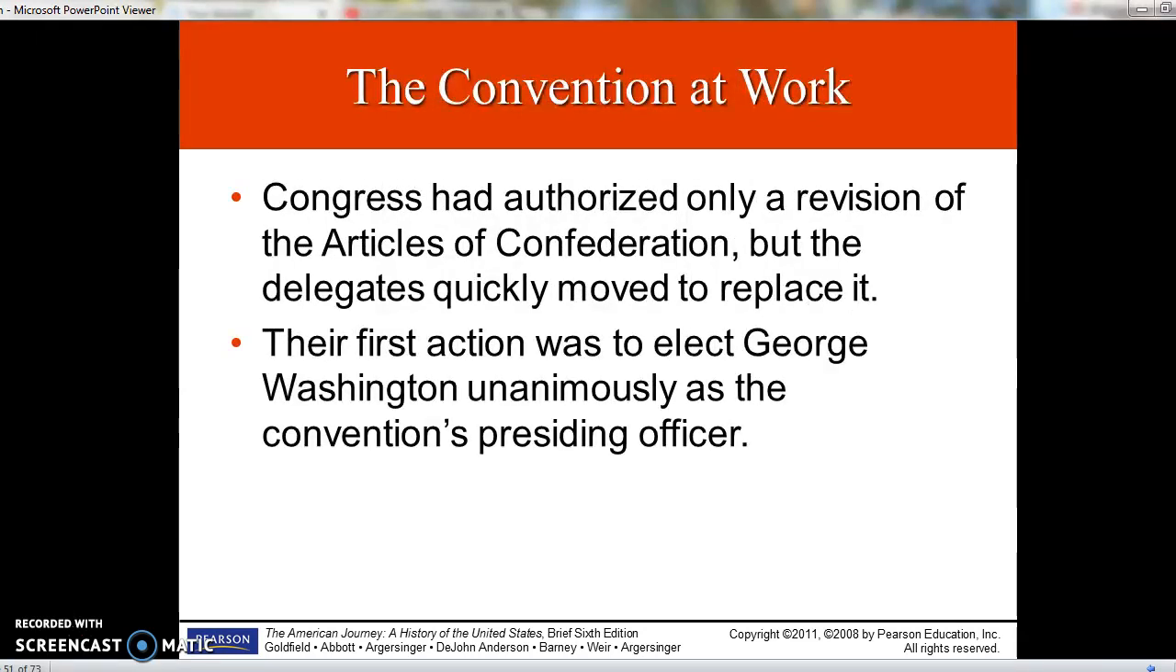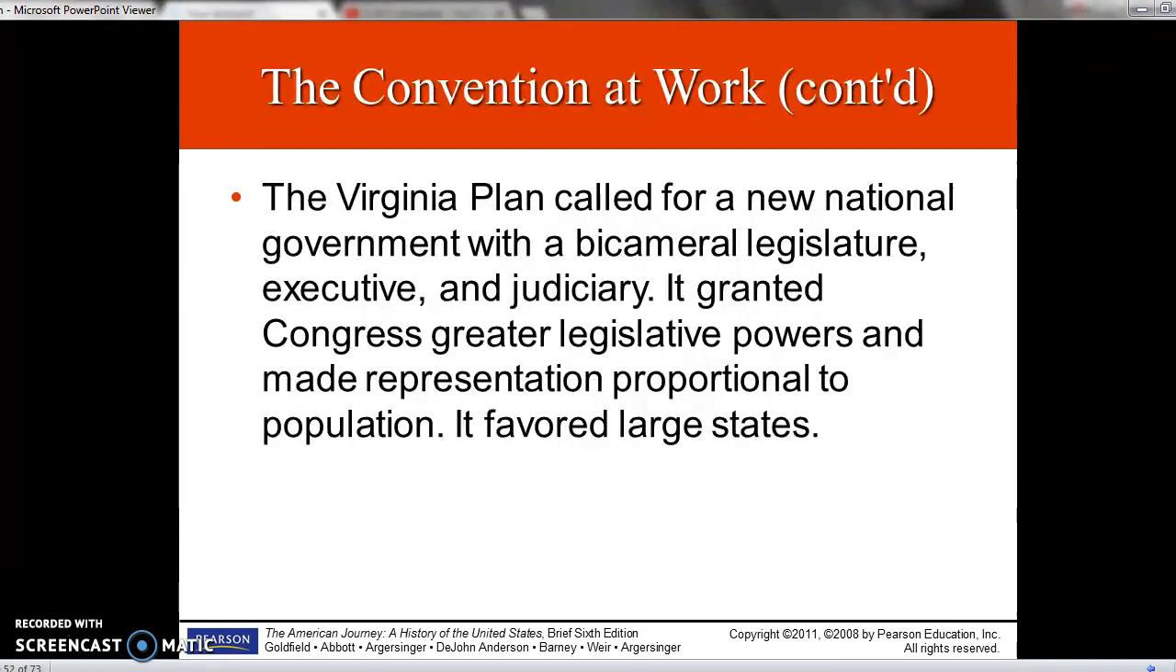Congress, as I said, had only authorized a revision of the Articles of Confederation, but delegates quickly moved to replace it. First thing they do is put Washington in as the unanimous presiding officer of the convention. They can't have anything else unanimous, but they make him unanimously the presiding officer. So the big states get together and come up with what's known as the Virginia Plan, which is a new national government with two houses, one executive, and one judicial. Congress had greater legislative powers, and representation in Congress was proportional to population.